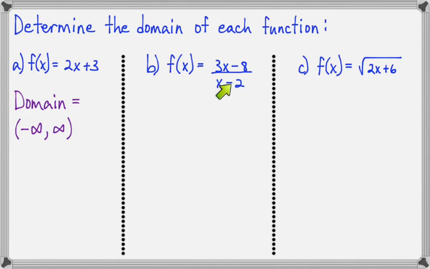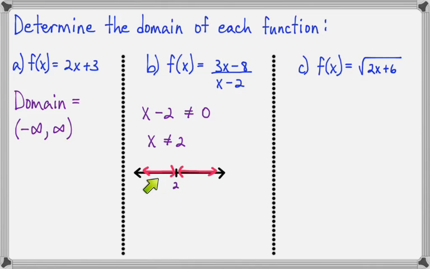On part B, we do have a denominator, and it is x minus 2. So that means that we can't let x minus 2 equal 0. Therefore, x cannot equal 2. And the domain then will be all the numbers except 2. So we'll need two intervals to describe that, from negative infinity to 2 and from 2 to infinity.